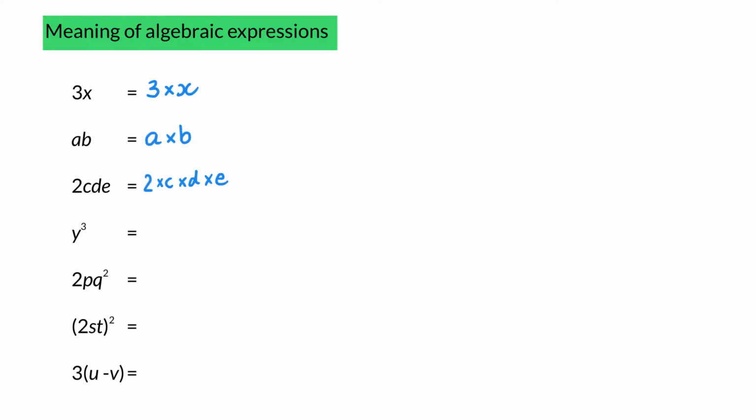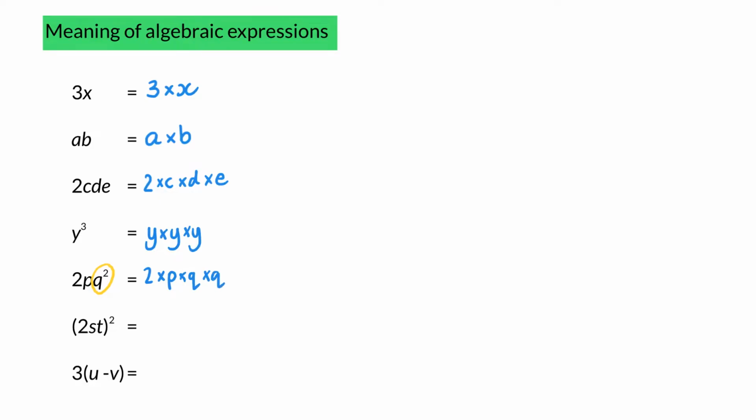Now, if the number involved is the exponent, that means a different thing. That is going to mean y cubed, y times y times y. Now, the thing about the exponent is it only applies to the number it is next to, or the variable it's next to. So if I look at the next question, that squared only applies to the q. So what that means is 2 times p times q times q.